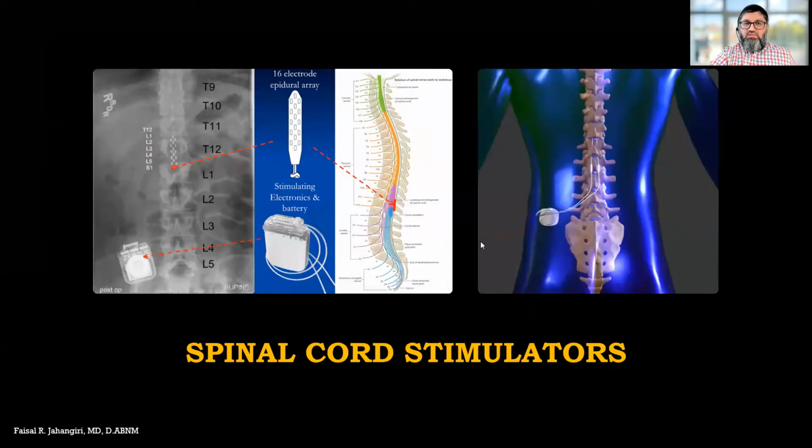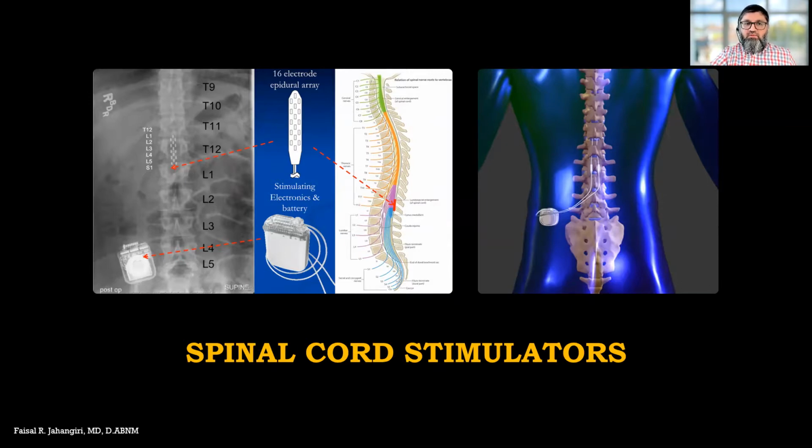Spinal cord stimulators, those are the electrodes. They come in different sizes, 4 contact, 8 contact, 16 contacts, depending on the manufacturer, and they are placed on the spinal cord for pain relief. That is another story. It is done for pain relief for patients with failed back surgery syndrome.